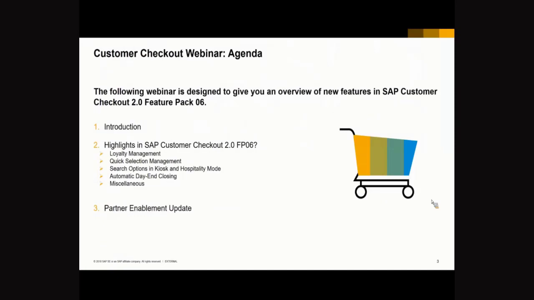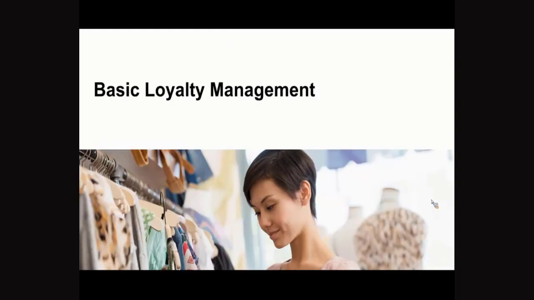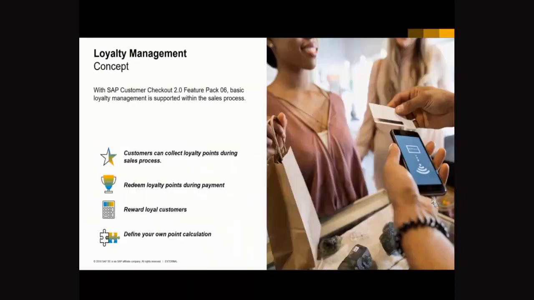We will give you an overview of the loyalty management that we now offer with Feature Pack 6, the improvements to quick selection management, and the search options that we offer in the kiosk and hospitality mode. Then I will hand over to Bikash, who will present the automatic day end closing topics and other miscellaneous topics which we introduce with Feature Pack 6. At the end, we will also give you an update on what changes and updates we offer in the Partner Edge portal for you. Good. Then let's start with the loyalty management topic.